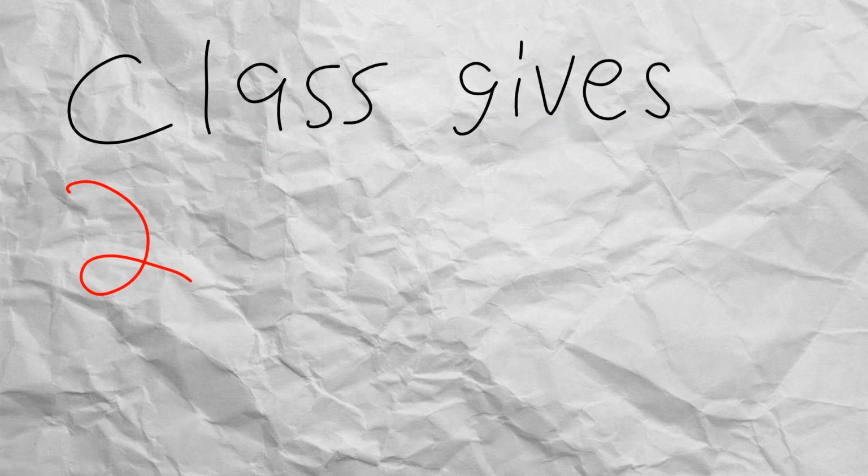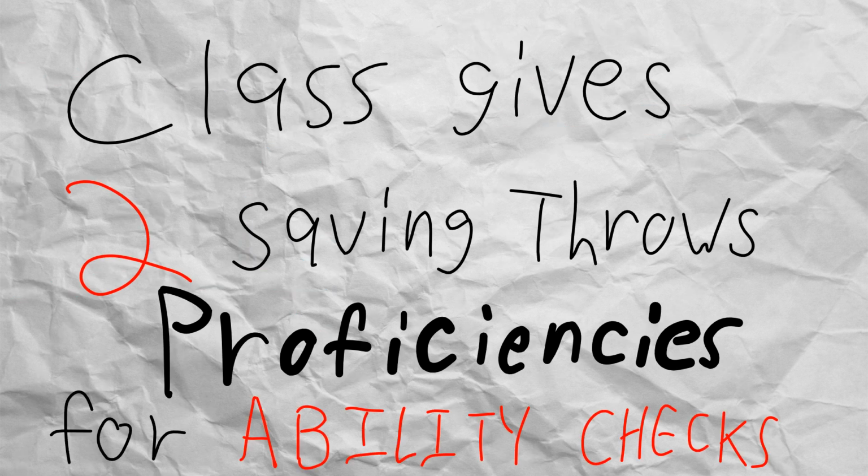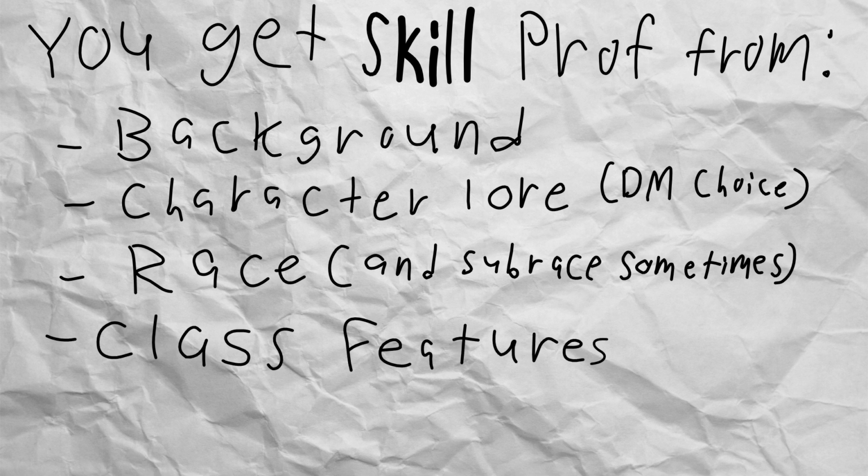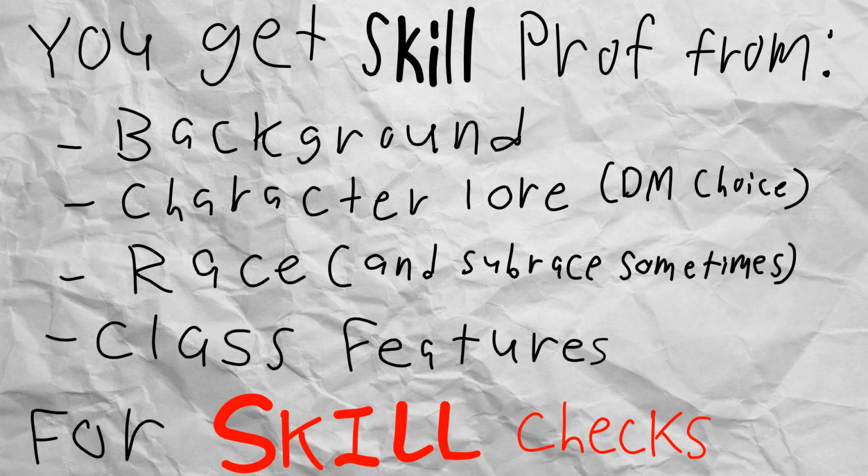The class that you choose determines which ability check you get to add your proficiency bonus to, which is similar to skill checks, except that backgrounds, story elements, race, and class usually give you more skills that you can be proficient in, rather than the few that your class gives you for ability checks.